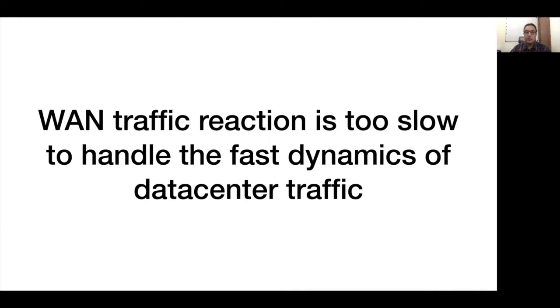The punchline of our finding is that WAN traffic reaction to congestion is too slow compared to the fast dynamics of data center traffic. This statement might seem obvious, but some of its implications are subtle and result in performance degradation for both WAN and data center traffic. You can refer to the longer video and the paper for a more detailed explanation of the implications of this observation.